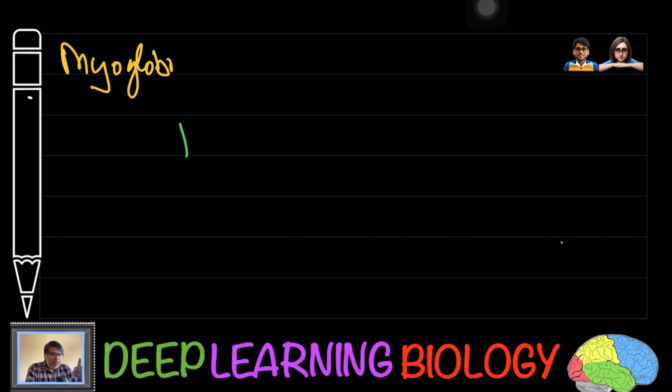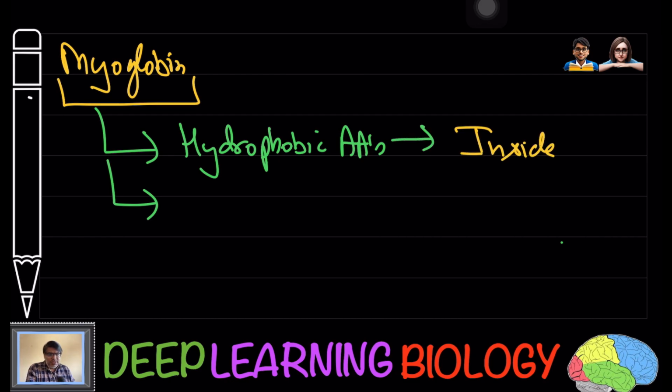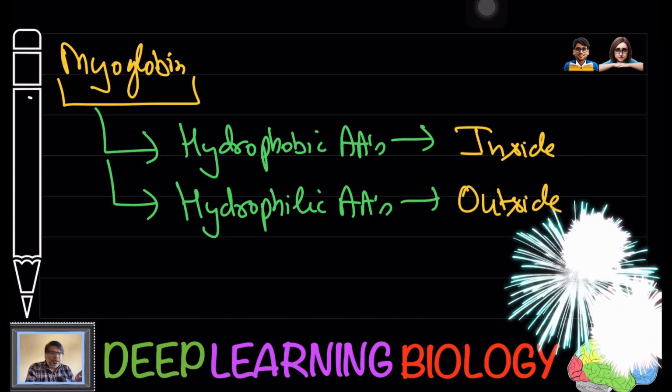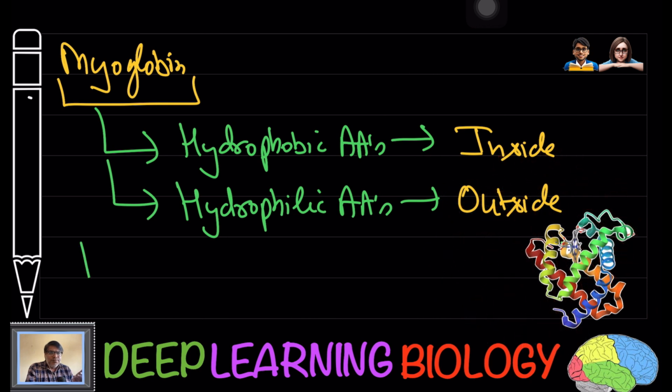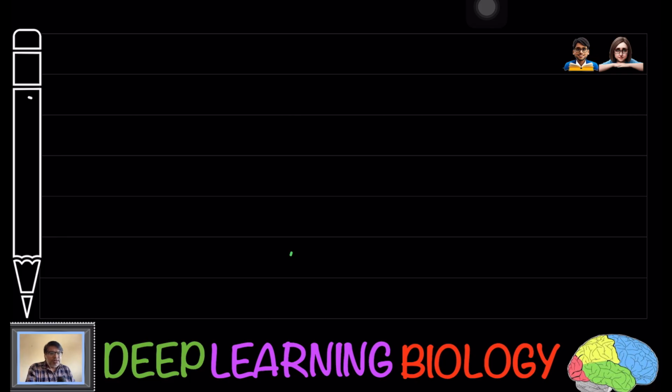Now in myoglobin, the same rule applies. Hydrophobic amino acids will be present inside. Hydrophilic amino acids will be present outside. Very simple. Also, hydrogen bonds, ionic bonds, van der Waals interactions, and hydrophobic interactions, all these interactions stabilize the structure of myoglobin.